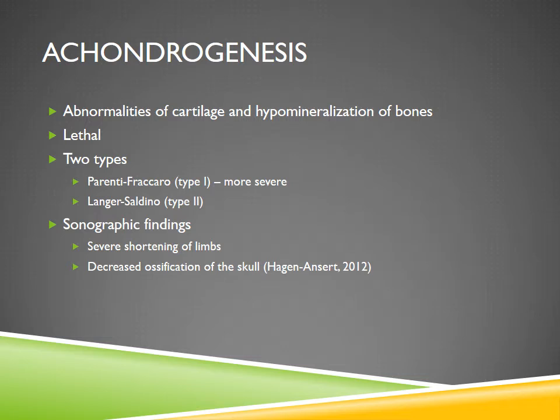The sonographic findings of achondrogenesis include severe shortening of limbs as well as decreased ossification of the skull and other bones. The prognosis for achondrogenesis typically presents infants either being stillborn or perishing from respiratory complications soon after birth.